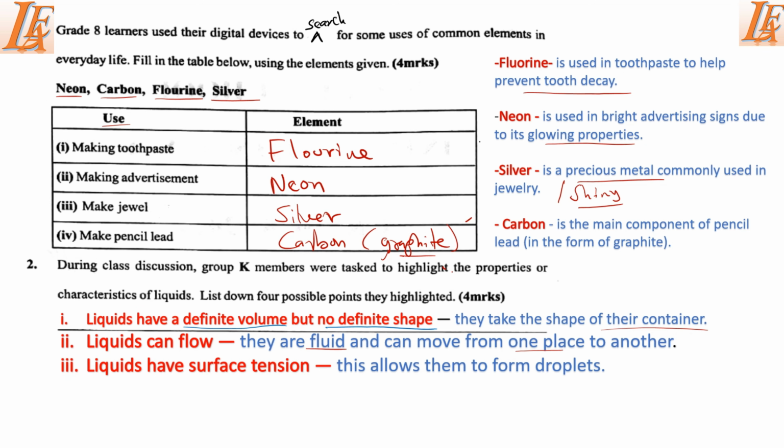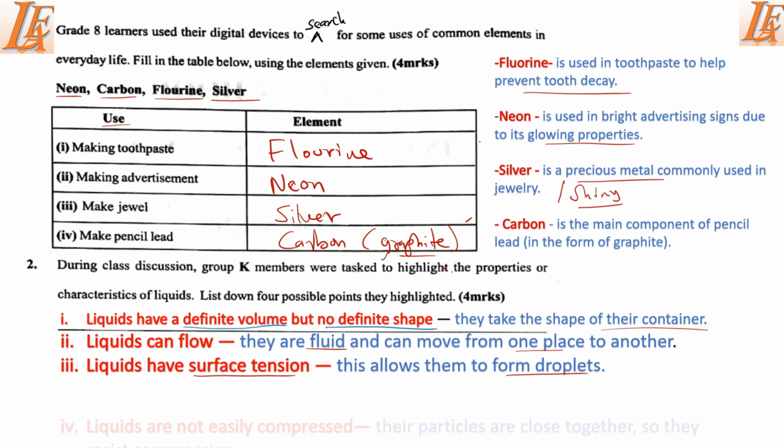The third one is that liquids have surface tension. Surface tension is a force that acts on top of a liquid surface, which makes it act like a stretched elastic skin, and this is the one which enables a mosquito to float on water. Now, all liquids have surface tension, and this also enables them to form drops. Remember, if you have water, you can make it fall in form of drops. It is because of surface tension.